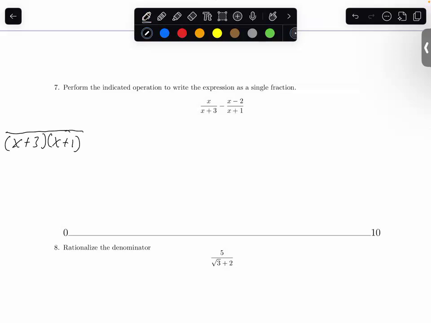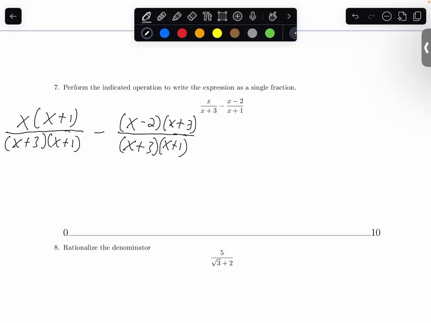For the numerator, since this left rational fraction just had the denominator of x plus 3, we're going to multiply this numerator by x plus 1, minus. We have x plus 3 times x plus 1 in the denominator. We're multiplying the numerator of that rightmost rational expression by x plus 3. So x minus 2 times x plus 3.